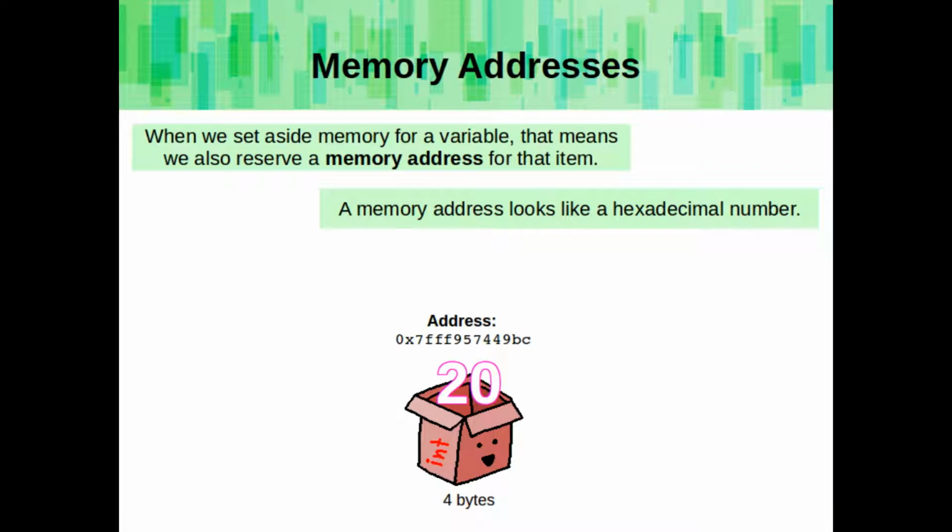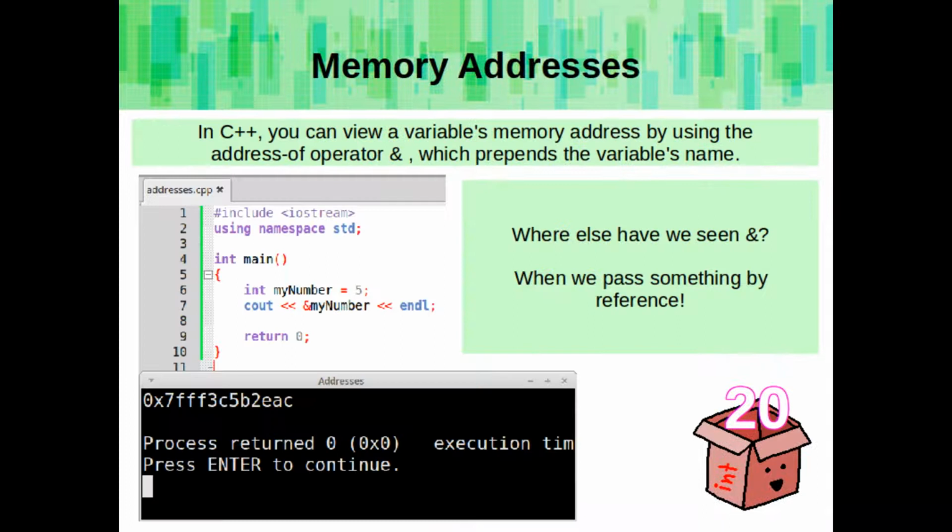When we set aside memory for a variable, that means we also reserve a memory address for that item. A memory address looks like a hexadecimal number. In C++, you can view a variable's memory address by using the address of operator, which is an ampersand, and you prepend it to the variable's name.